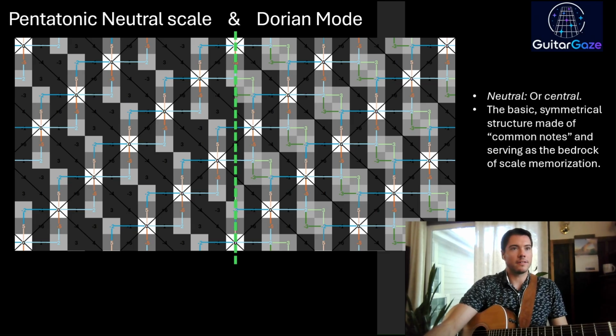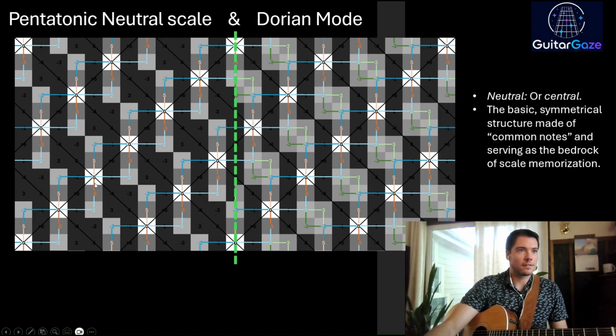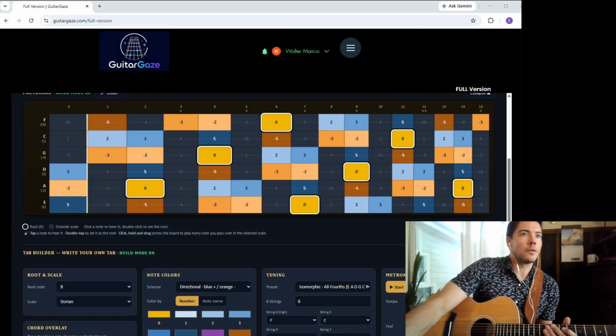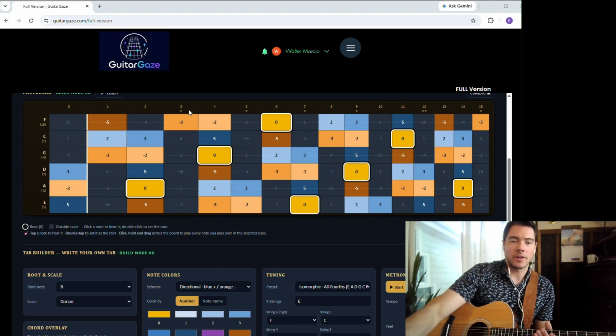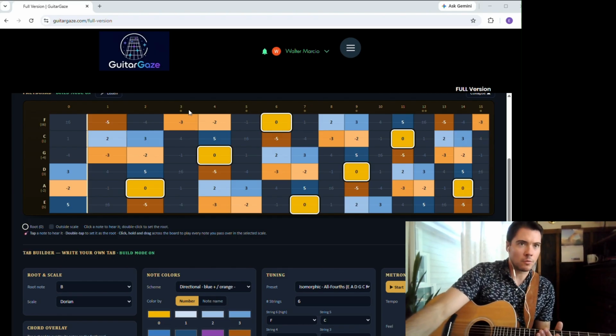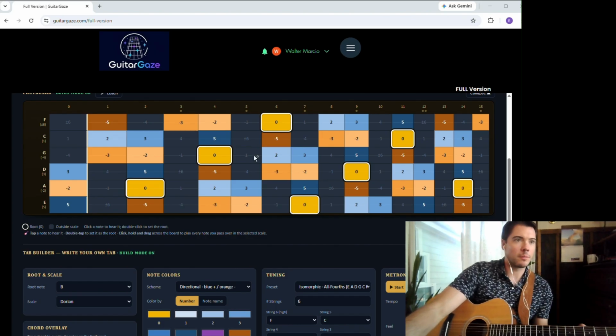And the best way to start is with the common notes that are at the center of all of these scales, and that is the pentatonic neutral scale, which you see on the left here, and the Dorian mode, which you see on the right. So pentatonic neutral scale is 0, 2, 5, -5, -2, 0. Dorian is exactly the same, except you add in +3 and -3. So to practice what we talked about today and to begin your journey on memorizing all the scales that you want, you need to start at the core of it, which, as we mentioned, is the pentatonic neutral scale.